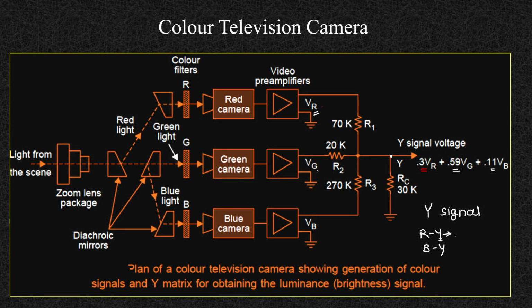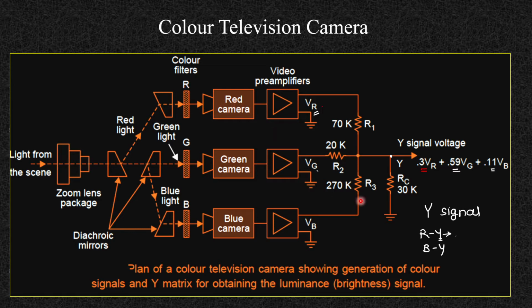If you see your color television camera, the light from the scene falls on the zoom lens package, and then you have a special type of mirrors called dichroic mirrors, which allow only one wavelength to reflect or pass through. So I have three dichroic mirrors for red, green and blue. When red is generated, it passes through the red color filter and is given to the red camera.